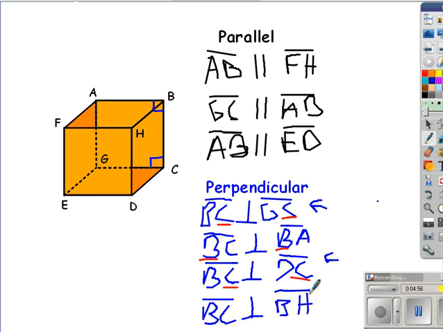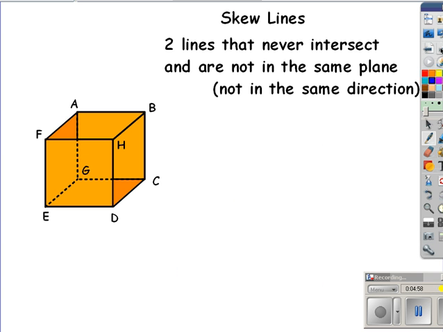Next one we're going to be talking about, this is kind of a new one, are skew lines. Skew lines you really only see in three dimensions. The other ones you can kind of see in two dimensions, but skew is a little bit different. Skew lines are two lines that never intersect and are not in the same plane. So parallel was two lines that never intersect and are in the same plane. Skew are that they never intersect each other, but they are not in the same plane. Remember that, in layman's terms, it means they're not in the same direction.